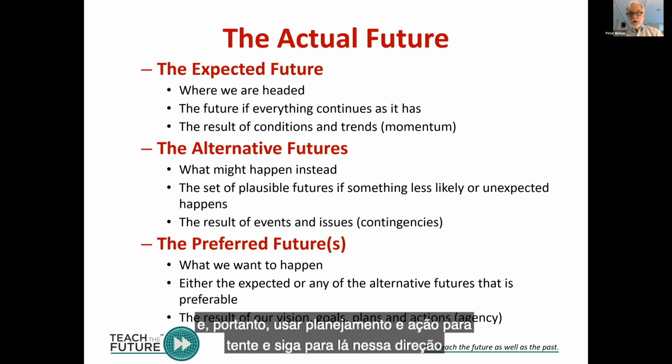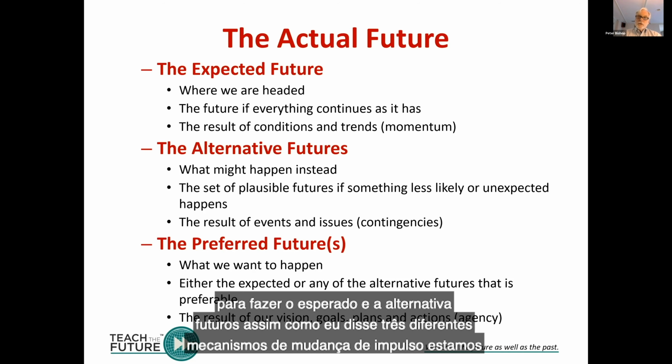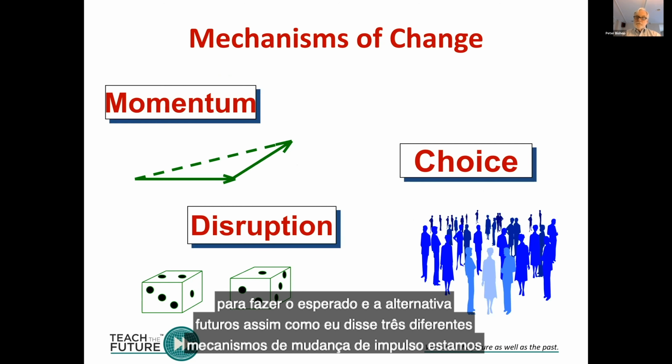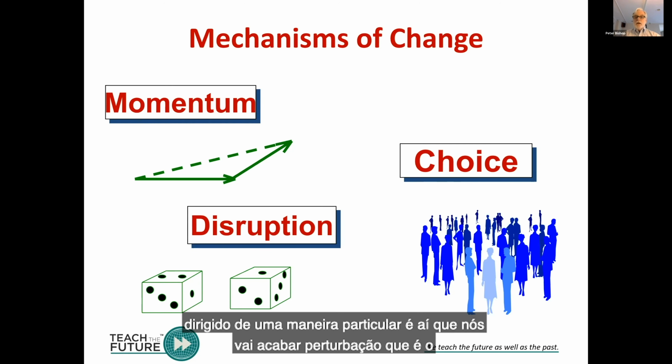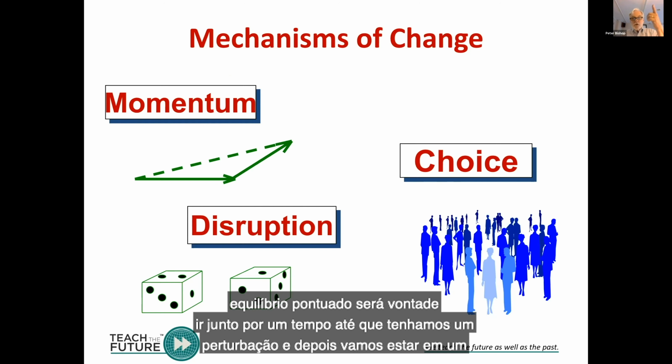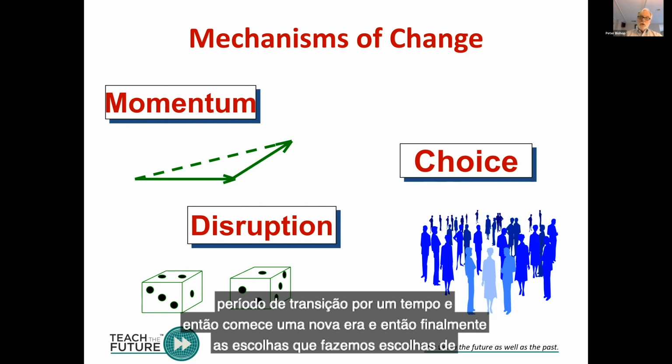We're not going to do the preferred future here today. We are, however, going to do the expected and the alternative futures. So as I said, 3 different mechanisms of change. Momentum, we're headed a particular way. This is where we will end up. Disruption, that's the punctuated equilibrium. We will go along for a while until we have a disruption, and then we'll be in a transition period for a little while, and then start a new era.